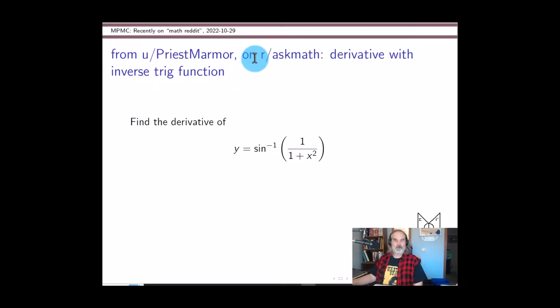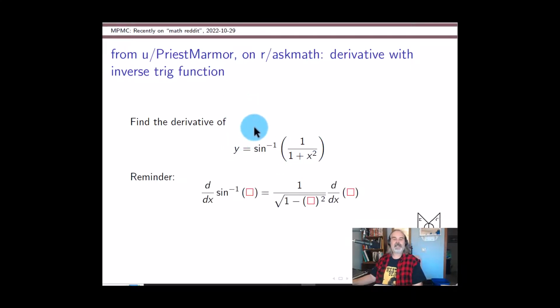This one's coming from the Ask Math subreddit. We're looking at the derivative of an inverse trig function composition. So the inverse sine of 1 over 1 plus x squared.